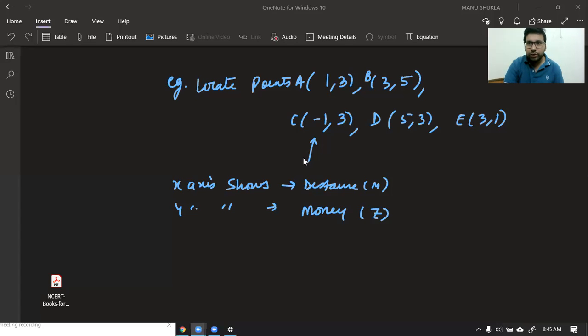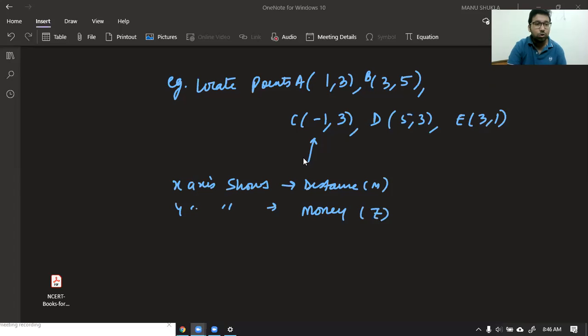In the last class, we discussed the concept of graphs, and in that, we discussed how to locate some points on the graph also. Today, I gave you one question also. First, we will discuss that. In that, you can see we have a distance and a money thing.